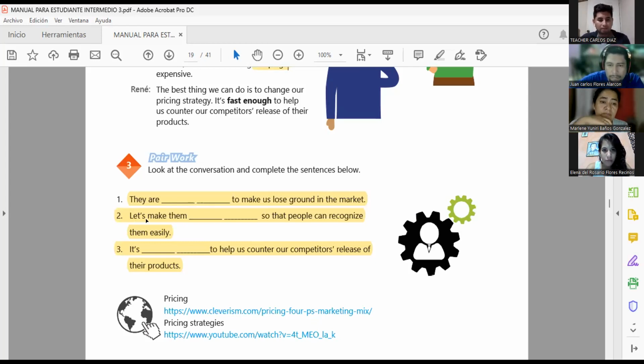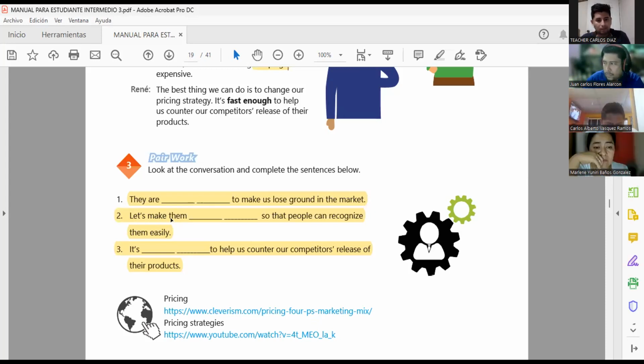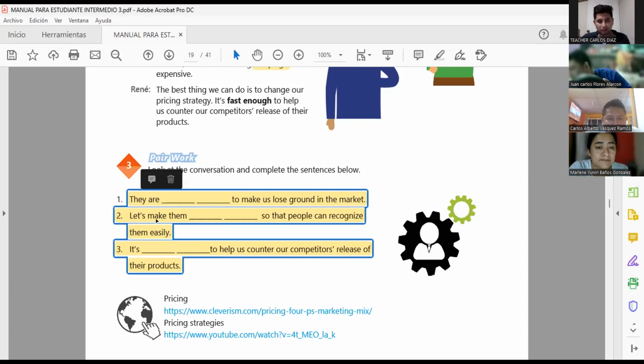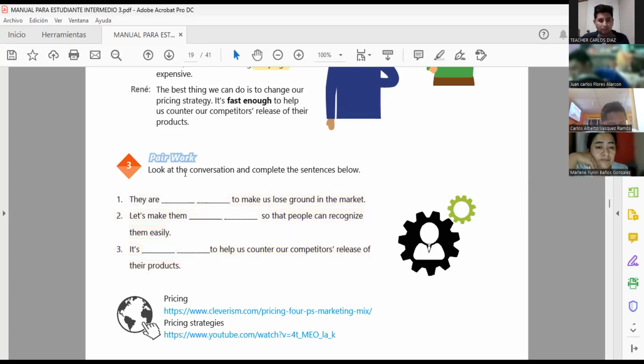Carlos Alberto. Let's make them color enough so that people can recognize them easily. Okay, well, thank you. Excellent.